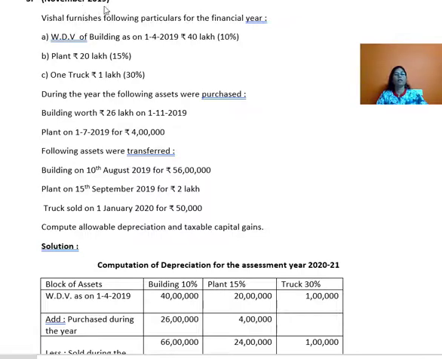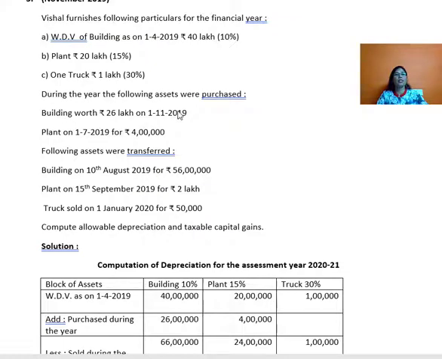This is November 2019 problem. Vishal furnishes following particulars for the financial year. Written down value of building is given, plant, 1 truck. During the year the following assets were purchased, building worth 26 lakh on 1st November 2019, plant on 1st July 2019 for rupees 4 lakh.